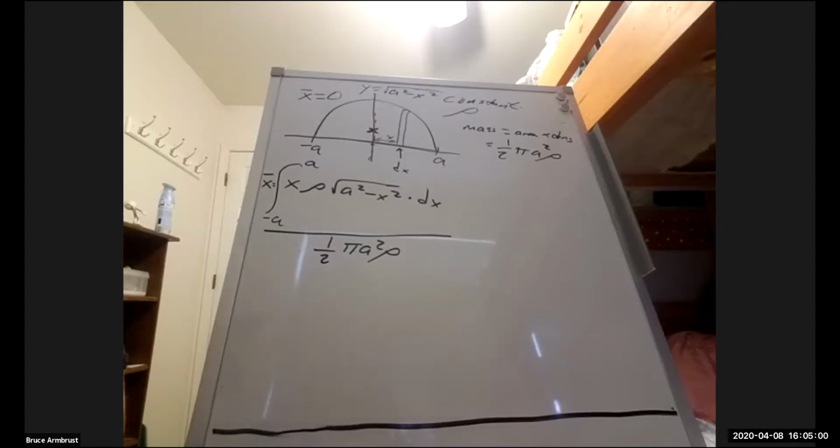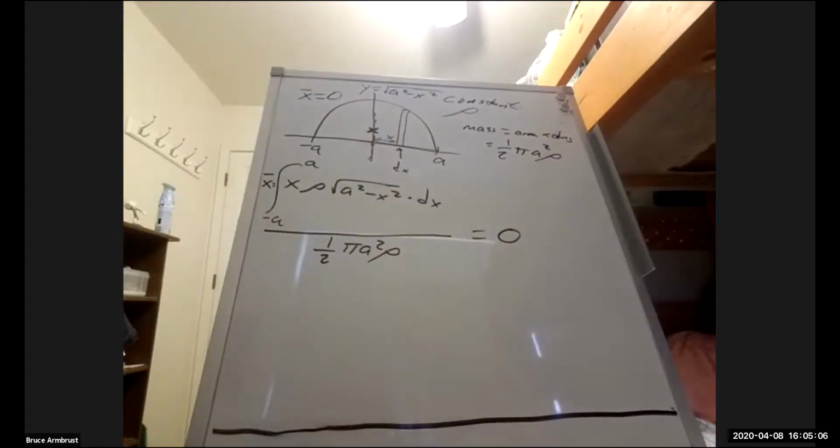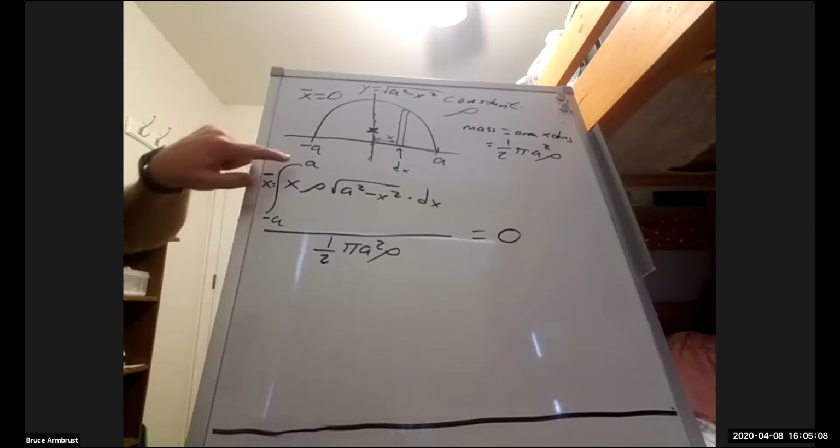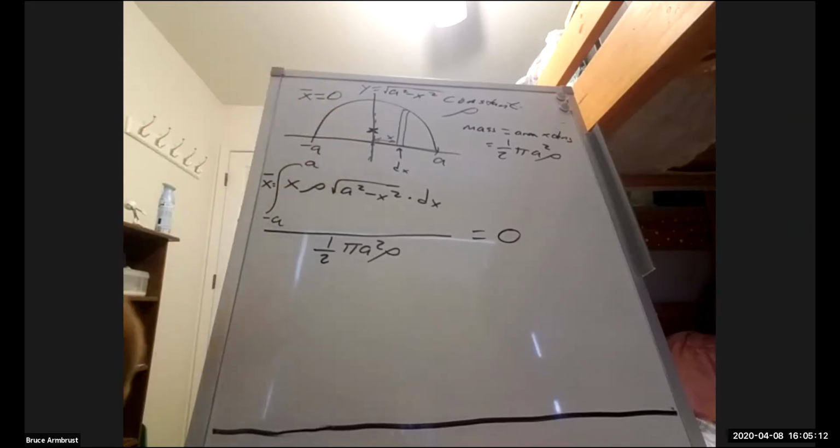All right, well, you do this. You actually do this calculation, and you do get the big fat 0. And it's because we're going from minus a to a. This is an odd function, so they end up canceling.